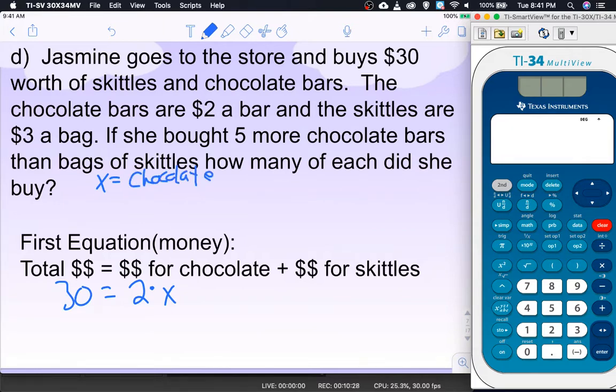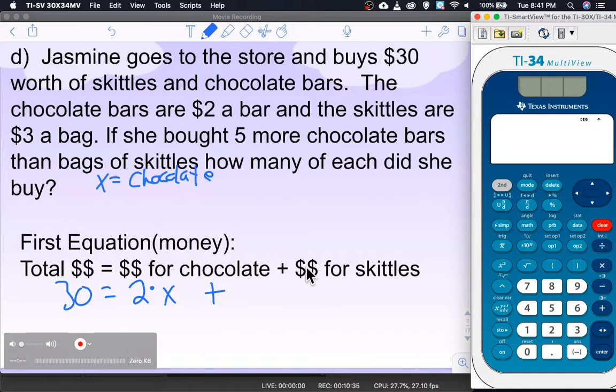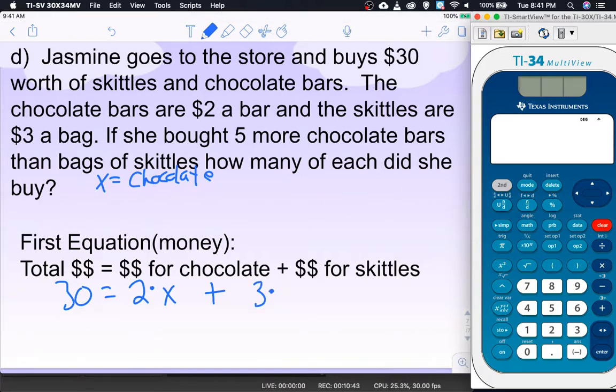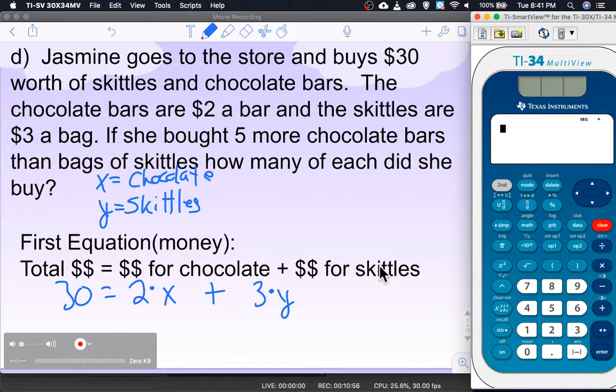That way we understand, when I have X in my equation, what we're talking about. And then she spent money for Skittles. Well, how much money did she spend for Skittles? The Skittles are $3 a bag. We don't know the total amount of money, but we know she spent $3 times however many bags of Skittles. Y equals my Skittles. This is actually one of our equations.